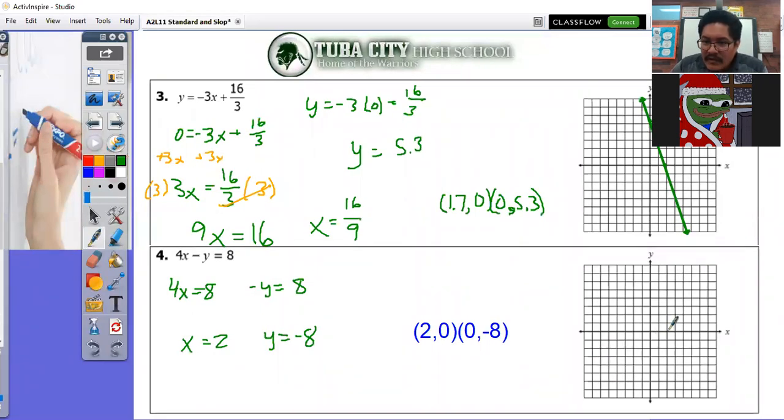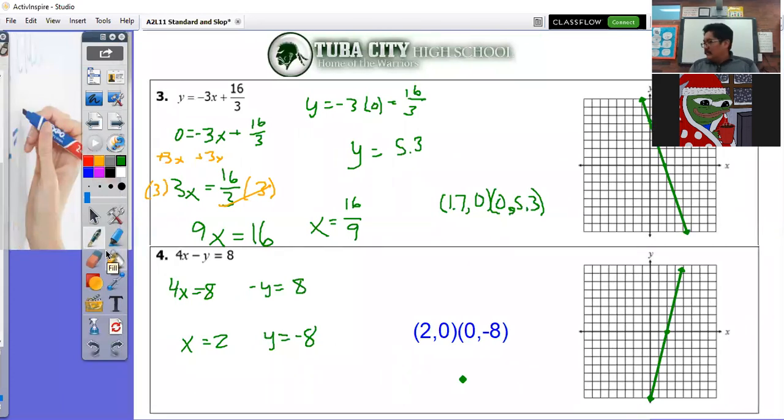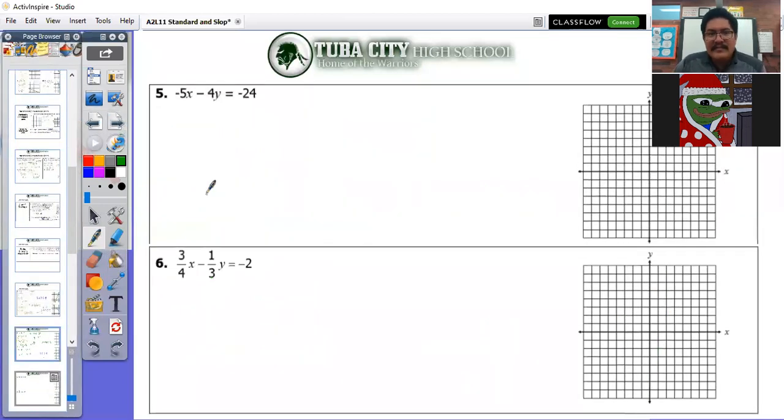Okay, so over 2 and down 8. So 8 is going to be, I think, that very bottom one because I think this graph goes to 8. Bam. Okay. There we go. We're done with that one. Moving on to the next one. That one was a pretty easy one.